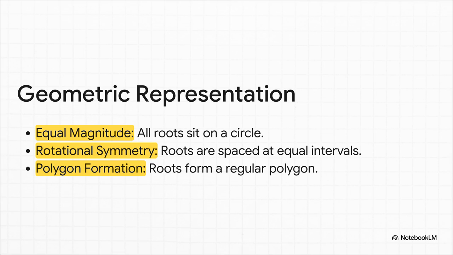First, equal magnitude. All that means is that every single root is the exact same distance from the center. So naturally, they all have to lie on a perfect circle. Second, rotational symmetry. The roots are spaced out perfectly at equal angles from each other around that circle. And when you put those two things together, you get the third rule, polygon formation. If you just connect the dots, you always get a perfect regular shape. 3 roots make a triangle, 4 make a square, 5 make a pentagon, and so on. It's just a beautifully elegant system.